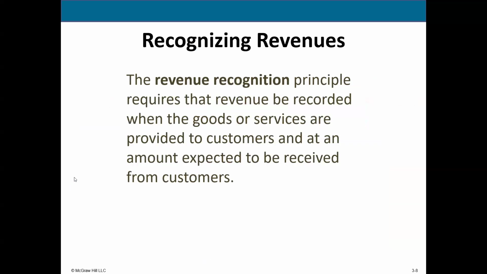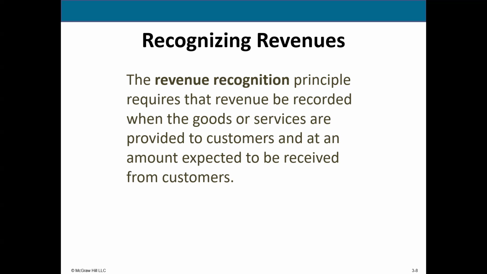Based off of that accrual-based accounting system, we recognize our revenue, our sales, when the good or the service has been delivered to the customer. Otherwise, it's called unearned revenue. If the customer pays me before I deliver the good or the service, it's called unearned revenue. When I deliver the good or the service, it becomes revenue.